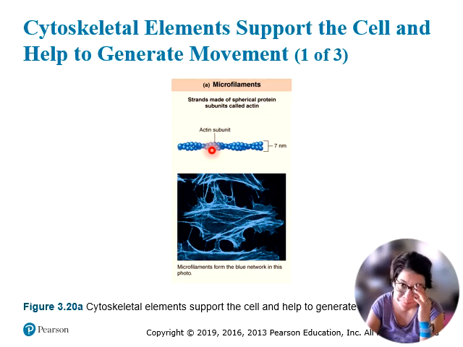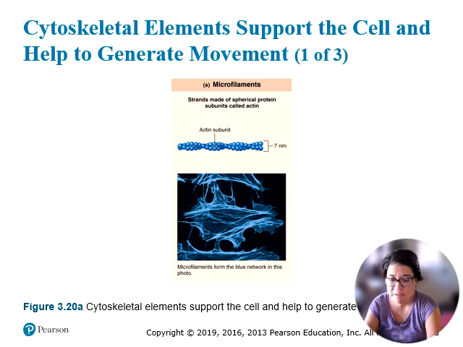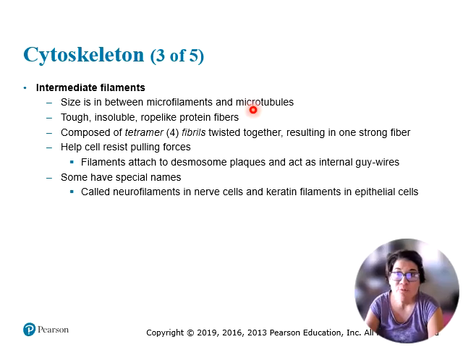So these are actin microfilaments. This is exactly what moves your muscles. And then intermediate filaments, kind of a medium size. They're tough, insoluble, rope-like. They help the cell keep its size, like its shape, help it resist pulling forces. They have a role in desmosomes too.